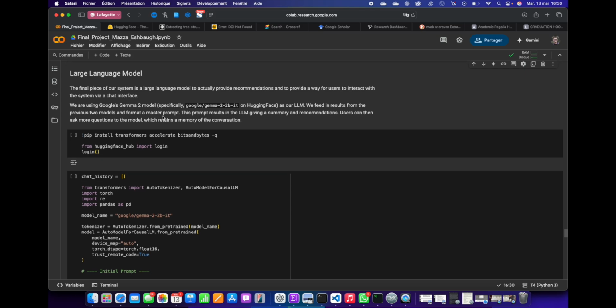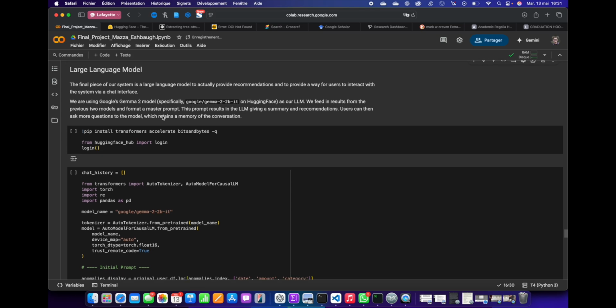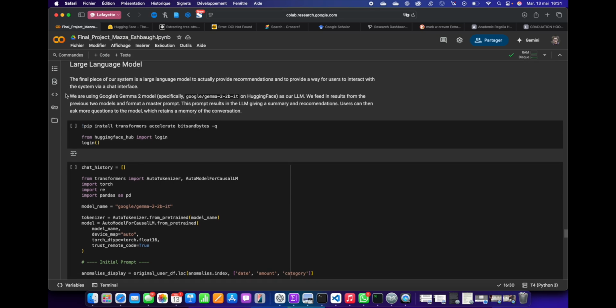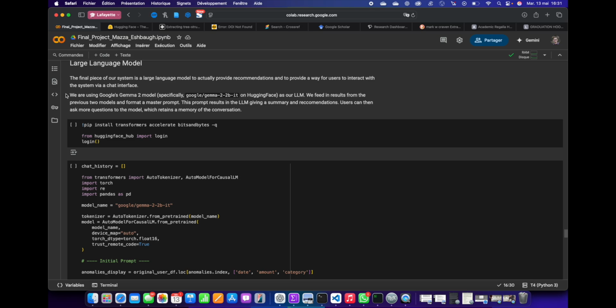Yep. So here I am again. I'm going to talk about the large language model. For this project, as I mentioned earlier, we utilized Google's Gemma 2 model, which is a gated model on Hugging Face. So please make sure before you run this notebook that you have followed the instructions at the beginning of the notebook. Our large language model provides a unique custom recommendation based on the financial transactions that were provided above.